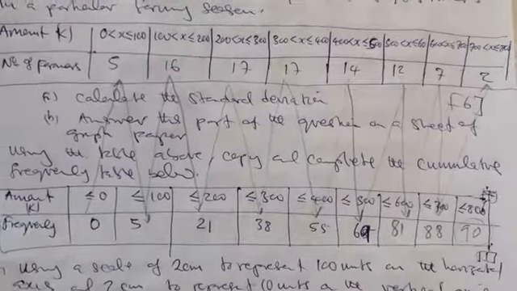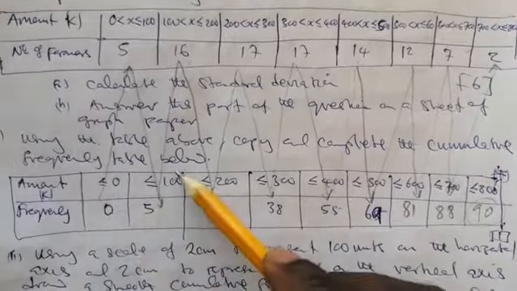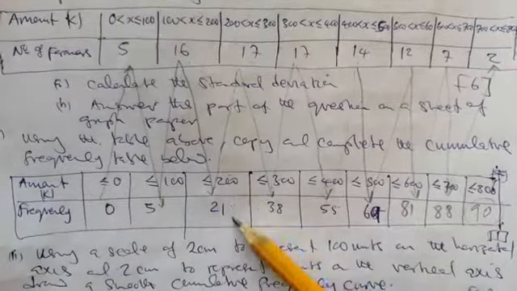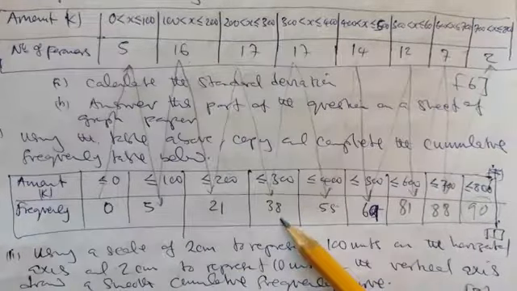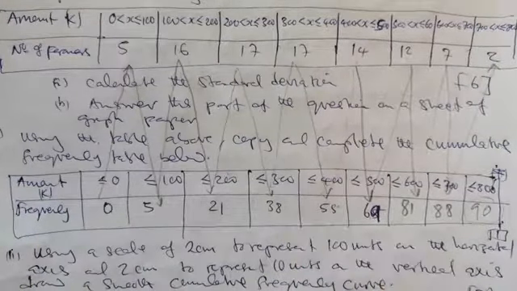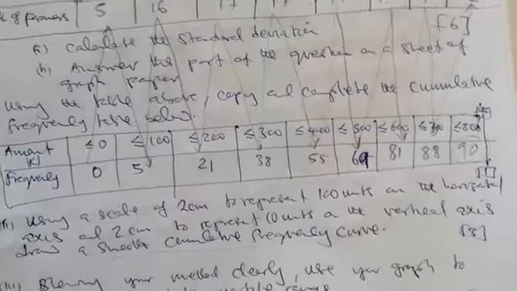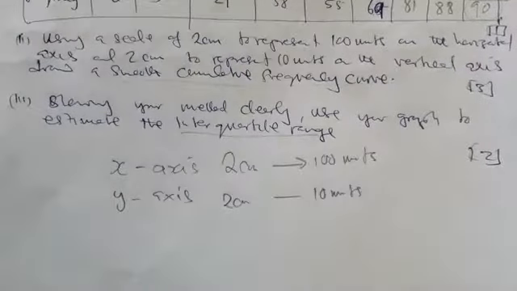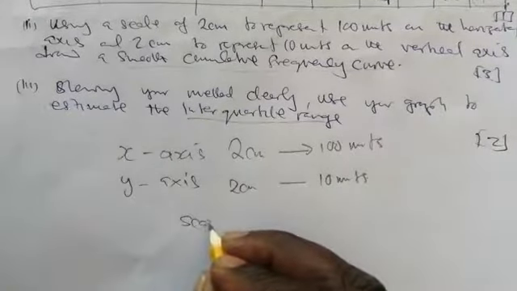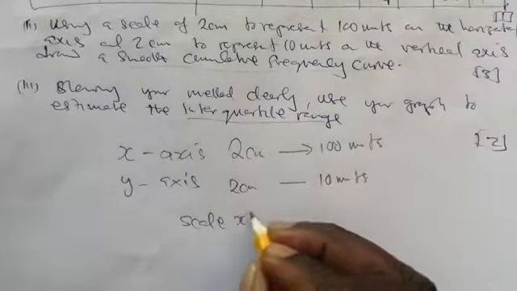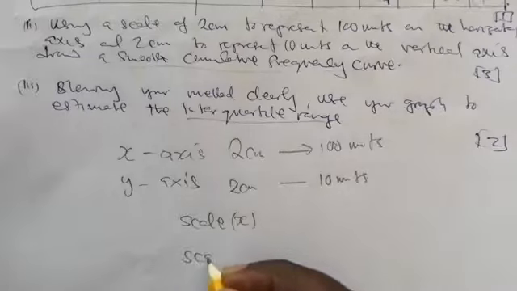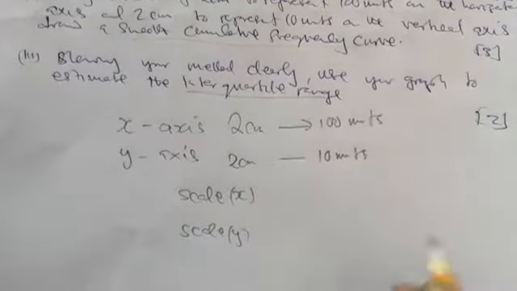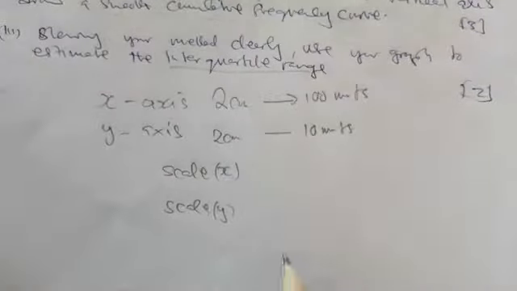So we have now our coordinates as 0, 0, 100, 5, 200, 21, 300, 38, and so forth. Then the other thing that you need also to take note of is the scale: the scale in X and the scale in Y. Why? Because you need to know how much a smaller line represents.